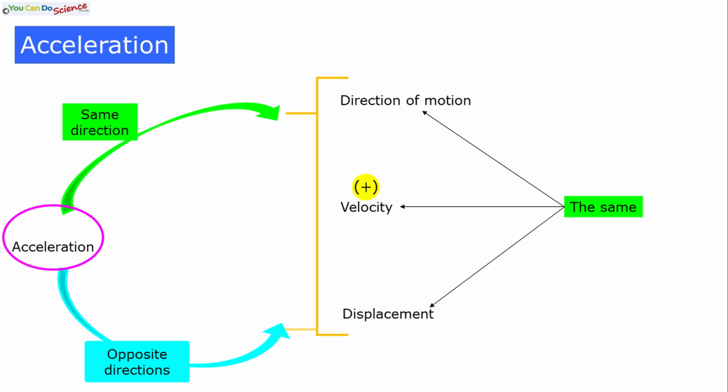If the velocity is positive, which means the direction of motion is positive, and the acceleration is in the negative direction, they are in opposite directions, and the movement will become slower in the positive direction. If the velocity is negative, the movement and displacement are also in the negative direction. If the acceleration then is in a positive direction, the movement will become slower in the negative direction, because the acceleration is in the opposite direction as the movement.